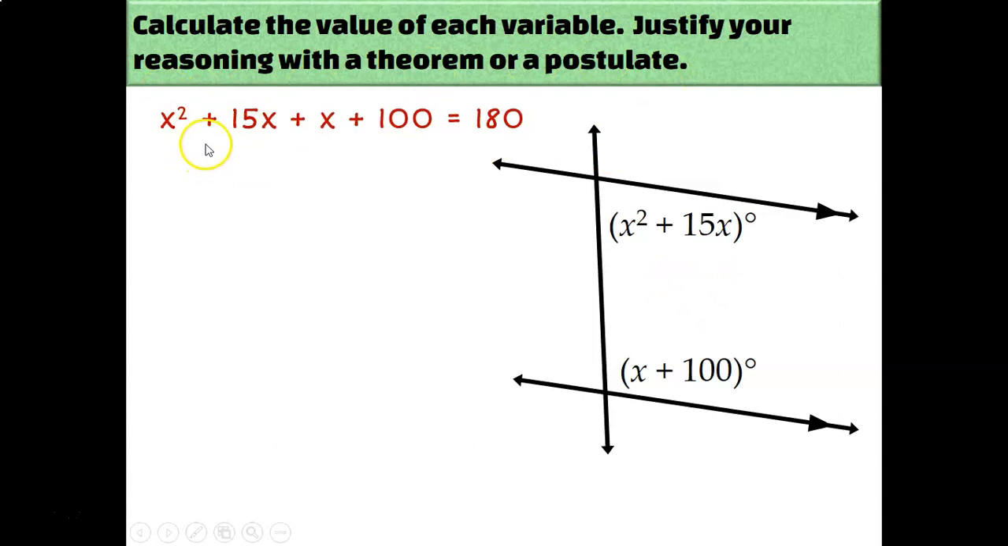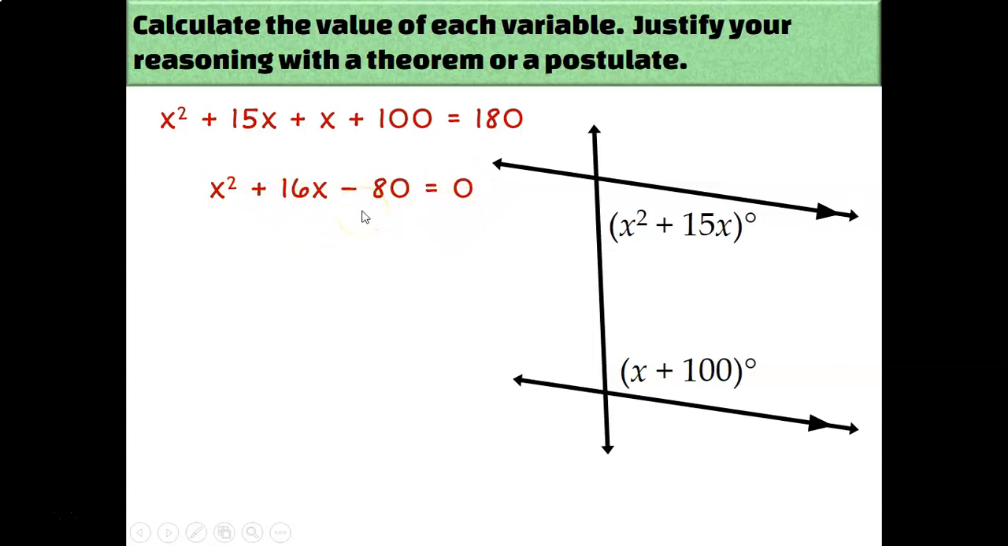So now my goal is to get all of my terms together on one side of the equal sign. So I'm going to first combine these 2 like terms. 15x plus 1x is 16x, but I'm also going to subtract 180 from both sides. So my new equation would look like this: x squared plus 16x minus 80. And since it's equal to 0, I'm ready to factor.